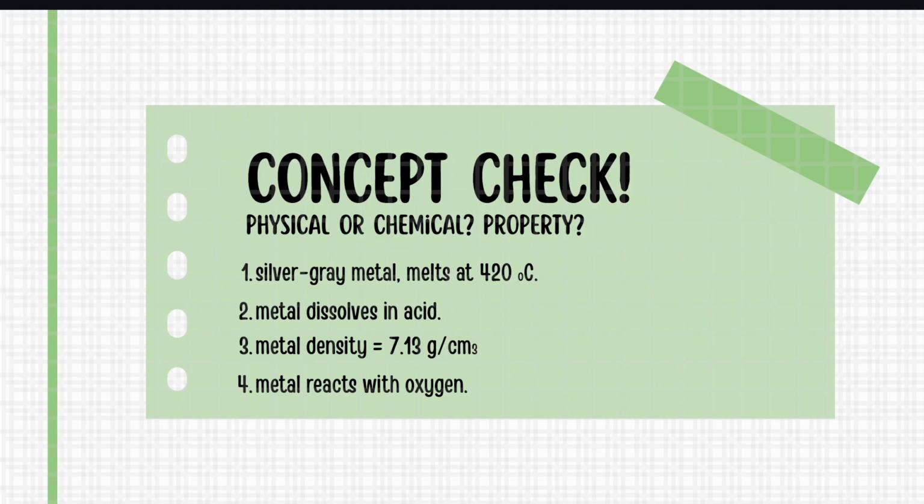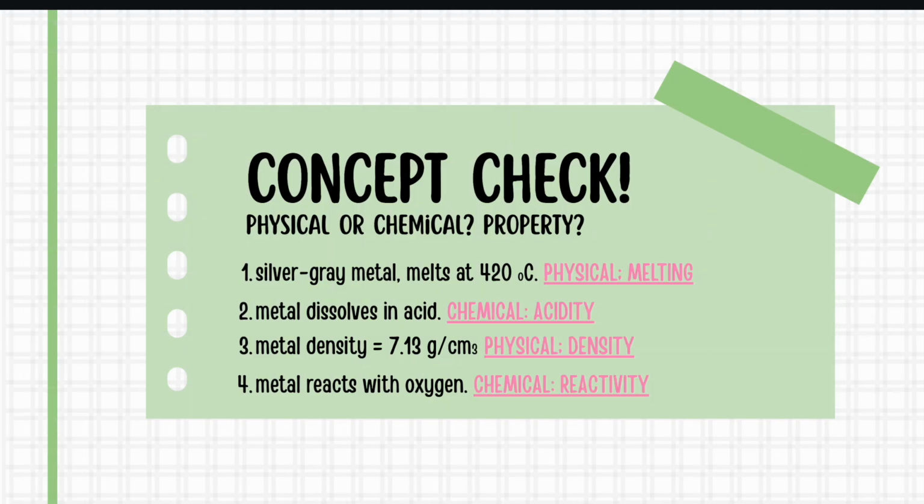Now let's try this example. Physical or chemical property. Again, go ahead and pause the video, but I'm going to go ahead and move forward. Let's take a look. Silver gray metal melts at 420 degrees Celsius. Keyword here, melts. When you melt something, all you're doing is just changing the way that it looks, right? It's the physical property of melting point.